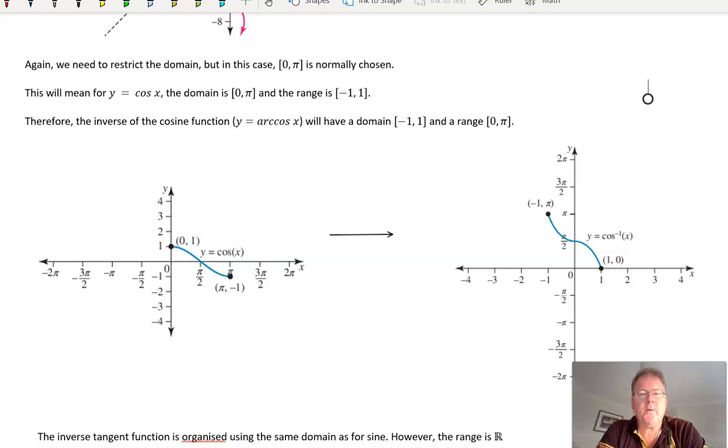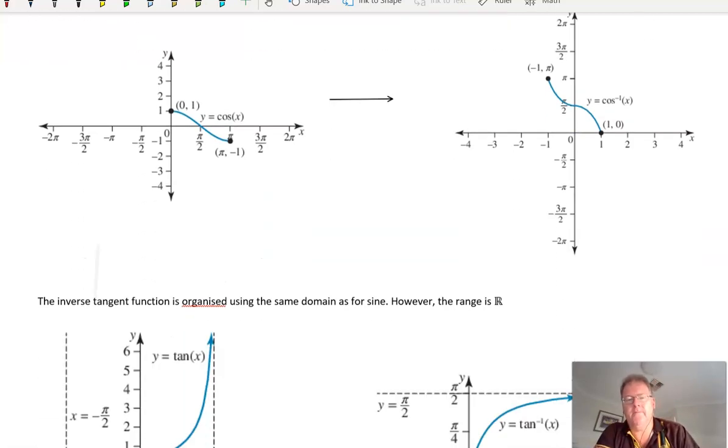We find its inverse by reflecting it across y equals x. Then we end up with the new function, y equals arc cos x, and we have a domain and range of negative 1 to 1 and from 0 to pi. So that's what our arc cos function looks like.